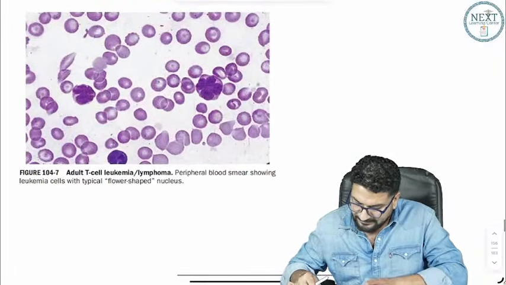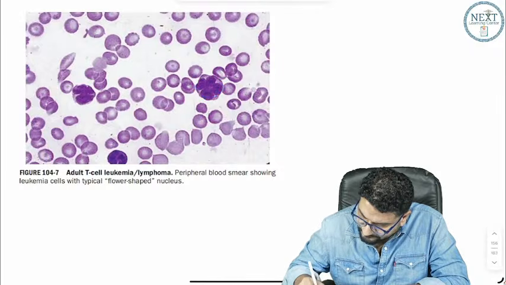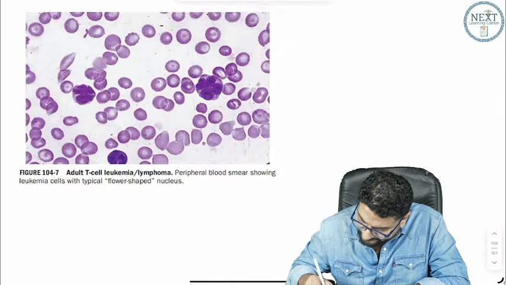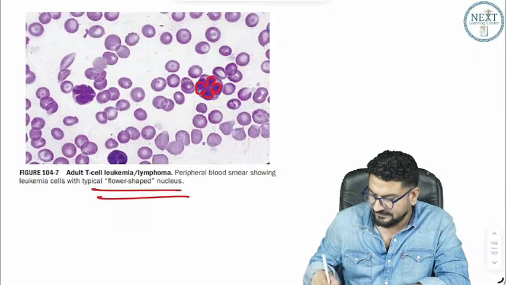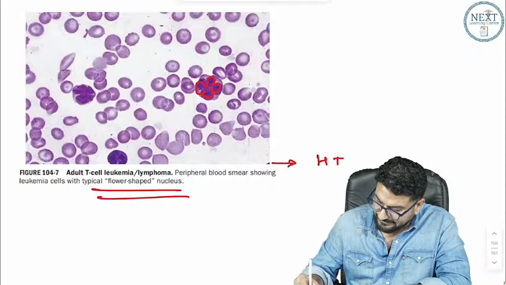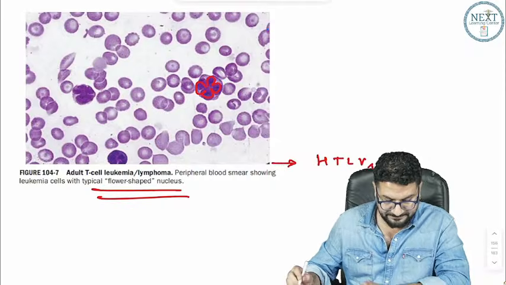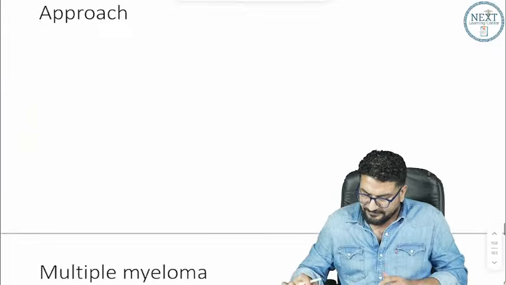Then this is your adult T-cell leukemia. So you can see a flower-shaped nucleus. You can clearly see a flower-shaped nucleus seen in adult T-cell leukemia. That is due to HTLV-1. What causes it? It is caused by HTLV-1 virus. Done.